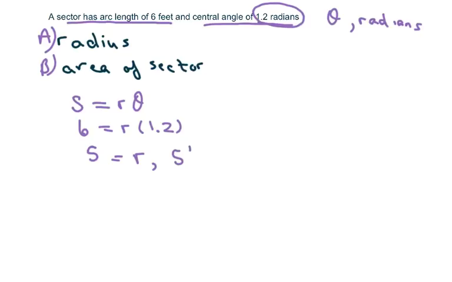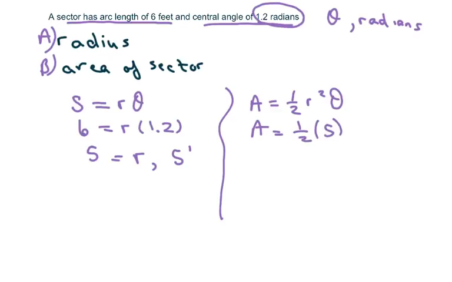Part B wants us to find the area. The area is 1/2 R squared times your angle. So your area is 1/2 times 5 squared times 1.2, which equals 15 feet squared. Okay, next problem is very similar.